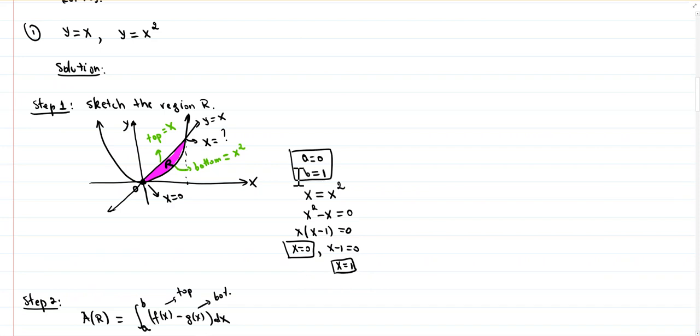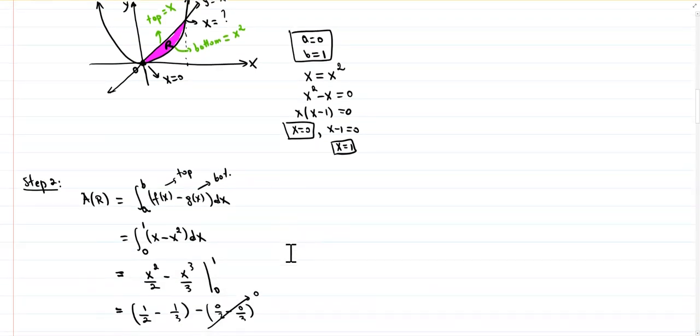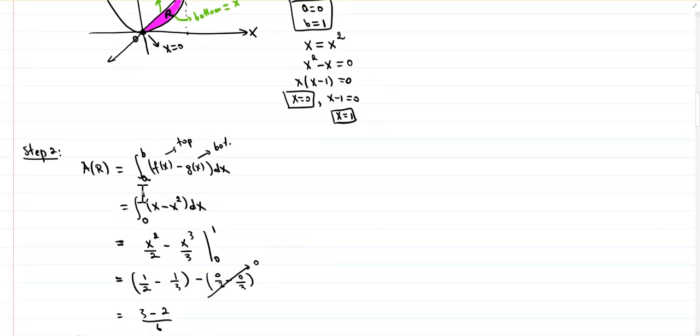So these are therefore your limits of integration. The smaller one is always called a, and the bigger number is always called b. So you get a equals 0, b equals 1. Then you go back to your integration. So we are already here.